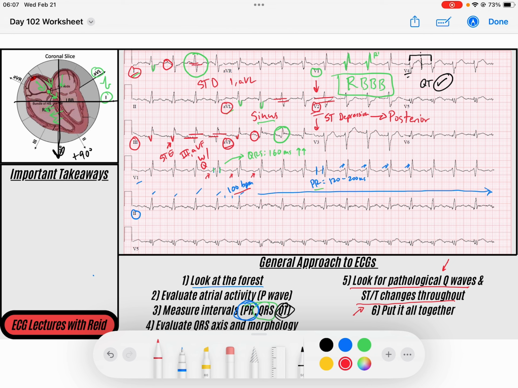And so, let's put this ECG together. So first thing we're going to call this is a sinus tachycardia at 100 beats per minute. We have a right bundle branch block, and we have ST elevation in leads 3 and AVF. So we have inferior ST segment elevation with some development of pathological Q waves. We have reciprocal changes with ST depression in leads 1 and AVL. And we have some evidence of posterior involvement with ST depression here in V2.